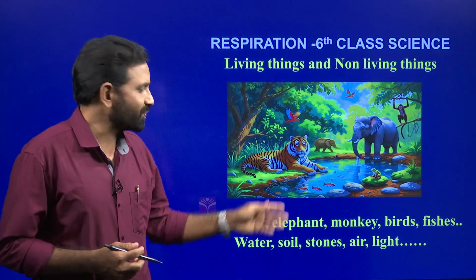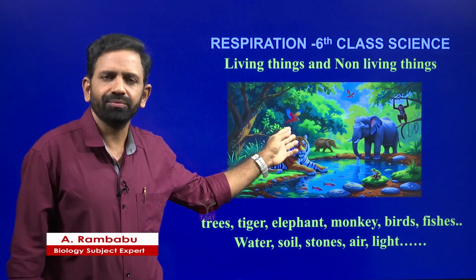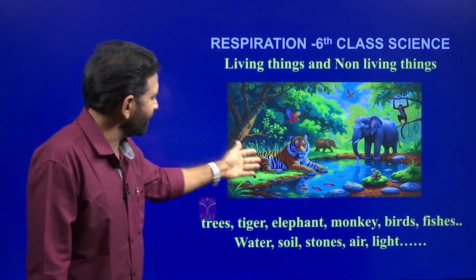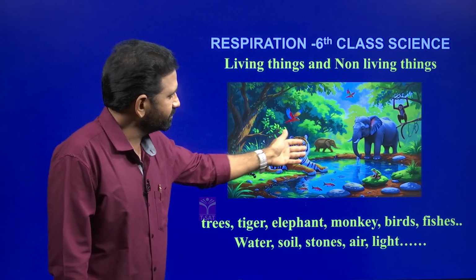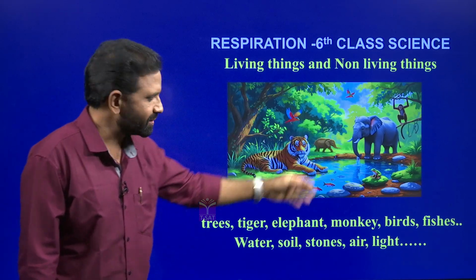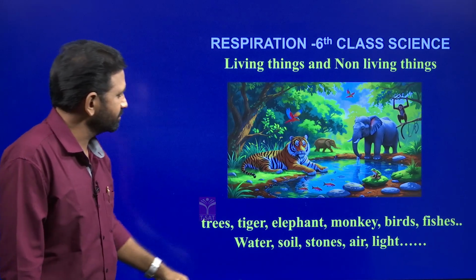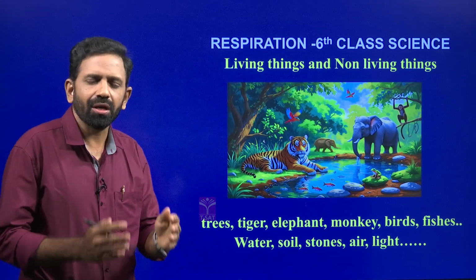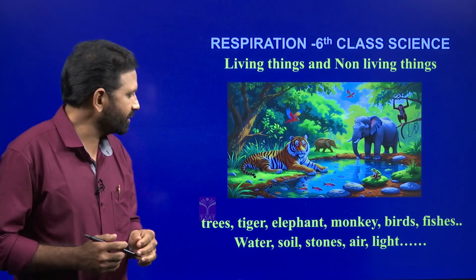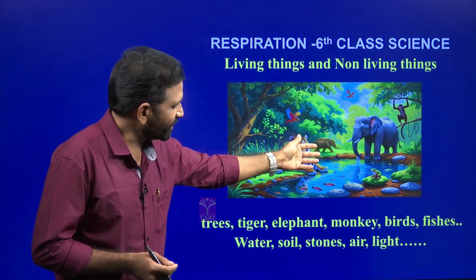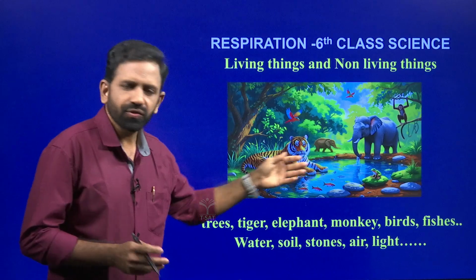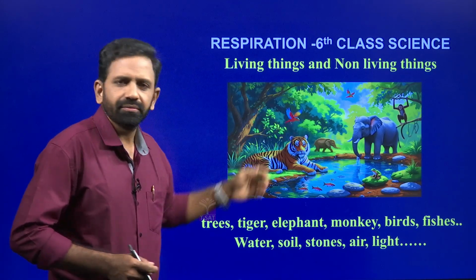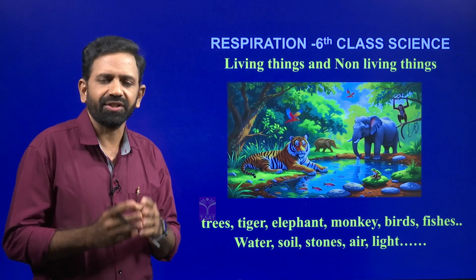Students, look at this picture. Here there are some living and non-living things. Look at this picture. Here tiger, elephants, monkeys, frogs and fishes and trees, these all are living organisms. And if we observe the picture, water, soil, stones and air, these all are non-living things.